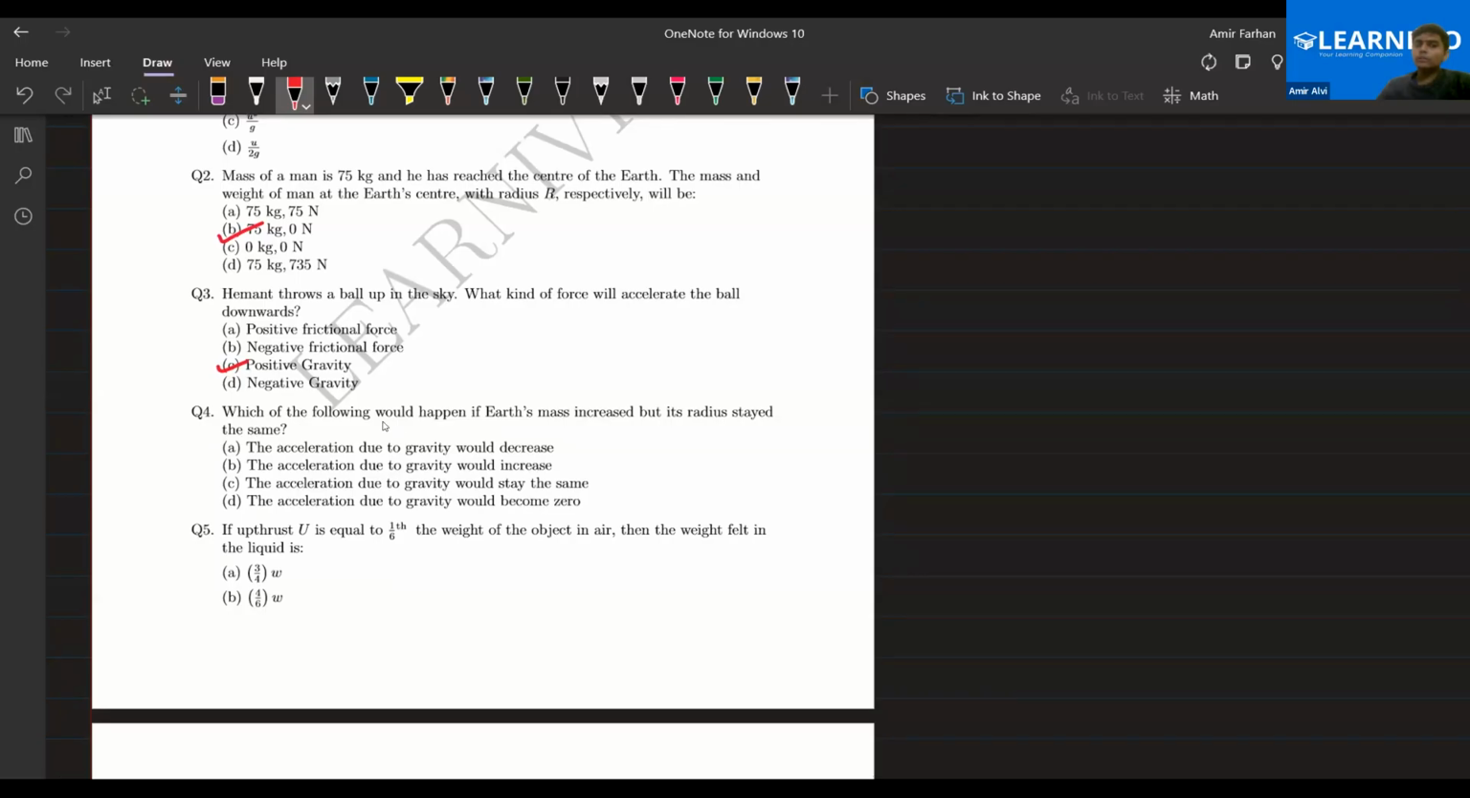Which of the following would happen if Earth's mass increased, but its radius stayed the same? Square. So this G is going to change. If you increase the mass, the radius staying the same, the gravitation is going to change. That is B.